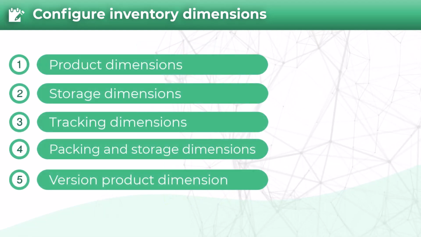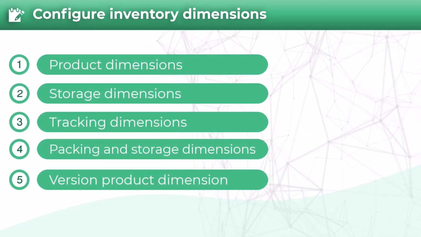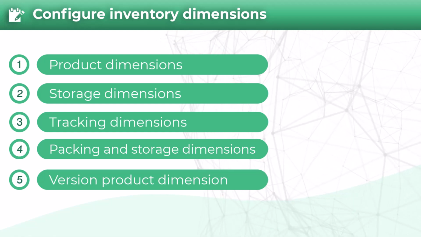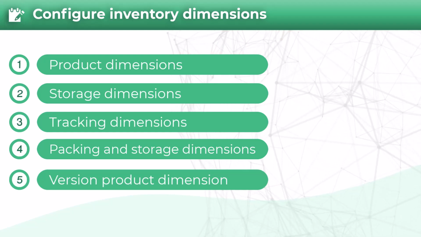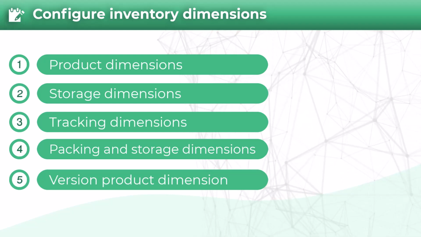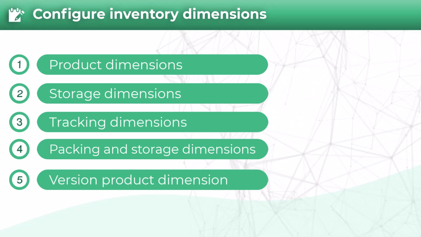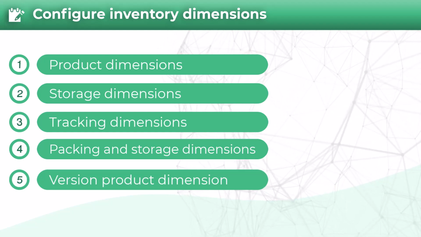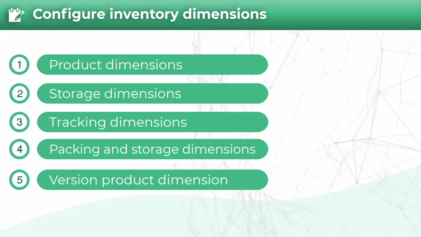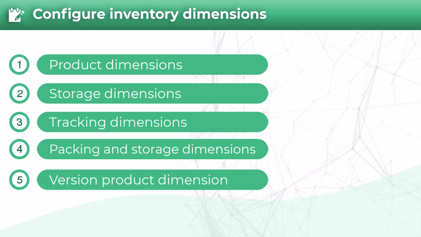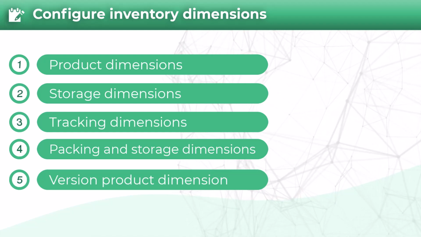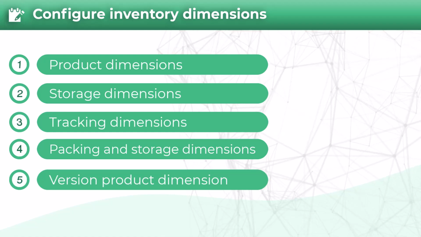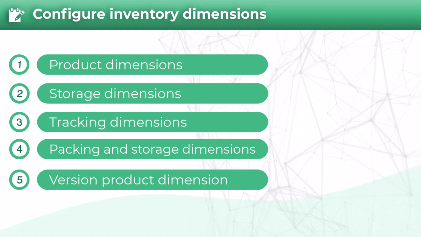So let me conclude over here. In summary, inventory dimension defines how you categorize and manage items. Product dimension is the physical features like style, size, color, etc. Storage dimension describes where items are stored. The tracking dimension uses serial numbers or batches for trackability. The packing and storage dimension manages how items fit in the warehouse and containers. And the version dimension tracks multiple versions of the product. By setting up these dimensions properly, companies gain better visibility, accuracy and control over their inventory.